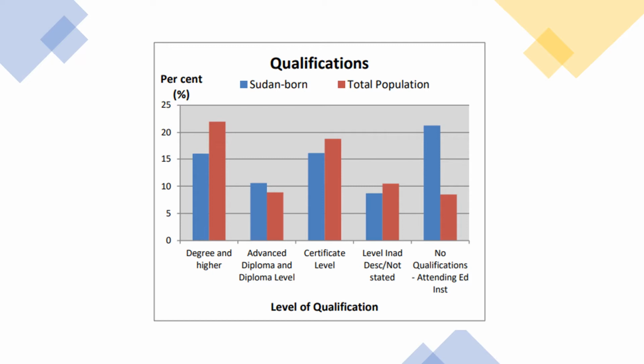Here we can see the level of education of the total Australian population versus Sudanese born. So the obvious interpretation of that is that Sudanese are less likely to be educated than other Australians.